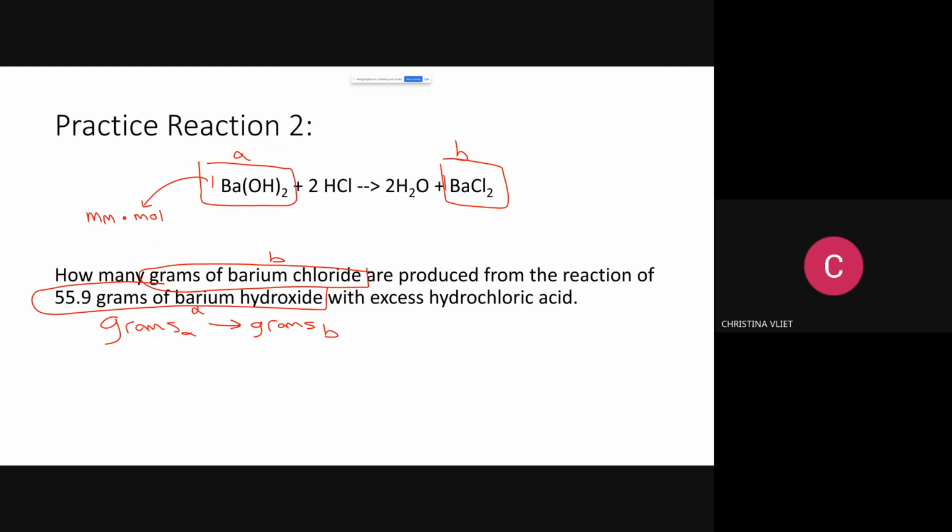The great thing about this specific question that I didn't realize when I wrote it, or should have thought about, is that the moles here is how many? 1. The moles here is how many? 1. So literally the molar masses are all you need to solve this question. So grams to grams, start by getting your molar masses of barium hydroxide and of barium chloride.